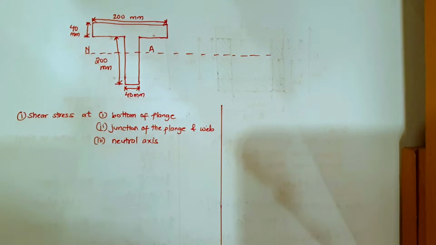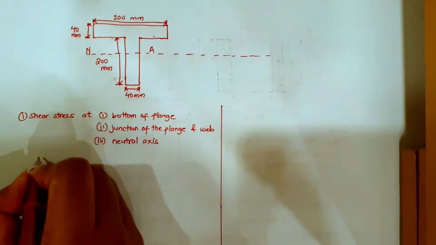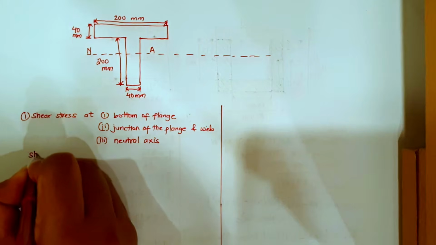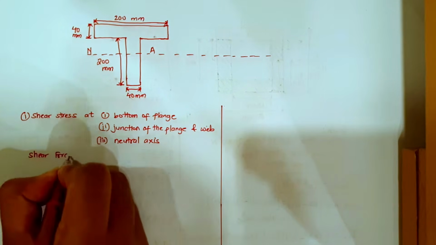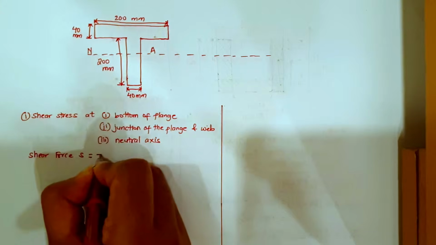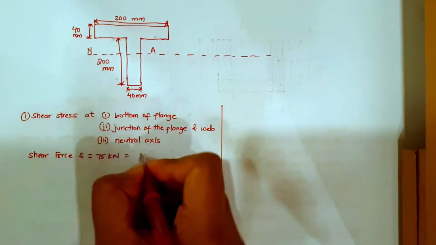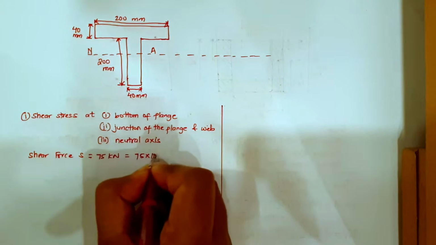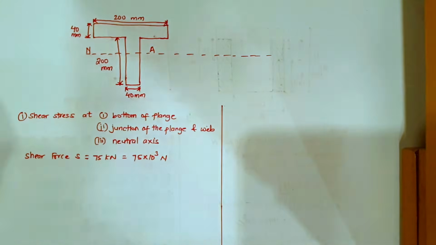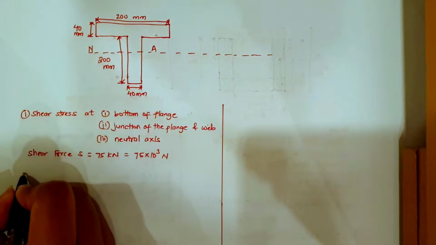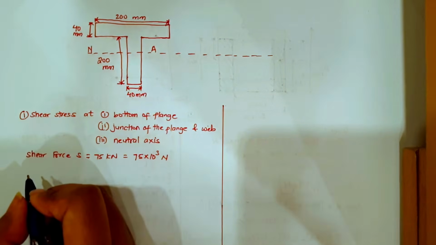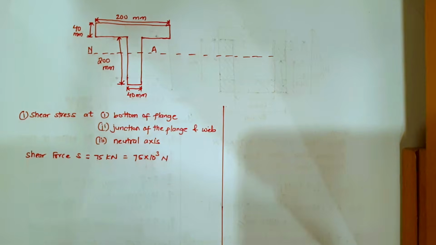Now what is given? They have given a shear force. So the intensity of shear force given is S equal to 75 kilonewton, which will be equal to 75 into 10 raised to power 3 Newton, right? Now let us start by finding the Y bar. How do we find Y bar? Because why are we finding Y bar? So that we can find moment of inertia.